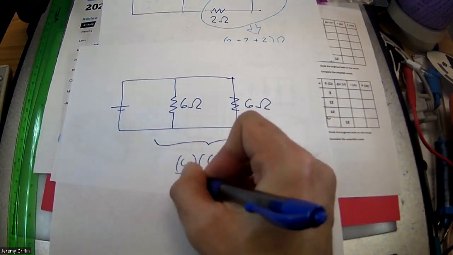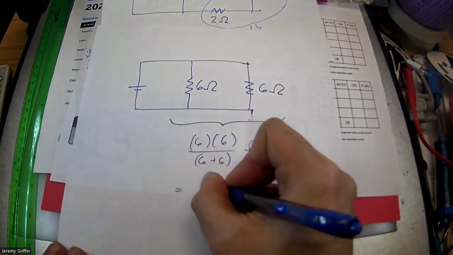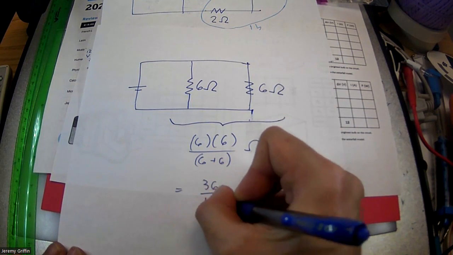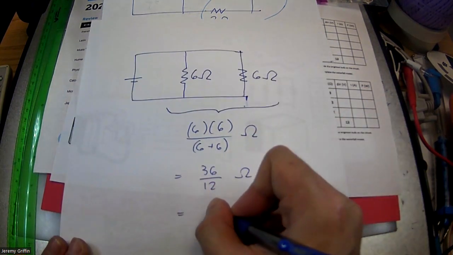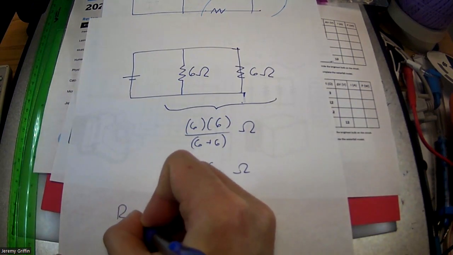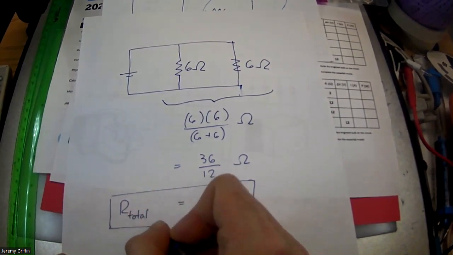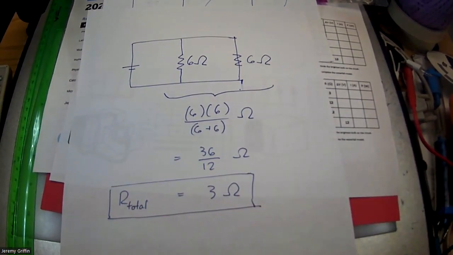6 × 6 over 6 + 6 ohms. That's 36 over 12 ohms. Yeah, that is 3 ohms. Look at that. Okay. And that right there is the total equivalent resistance for the entire circuit. It's as if that whole circuit is a single 3 ohm resistor.